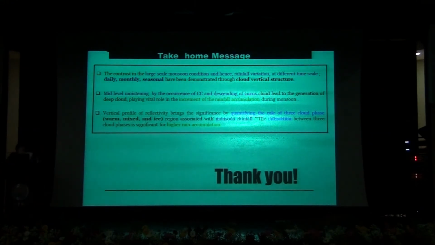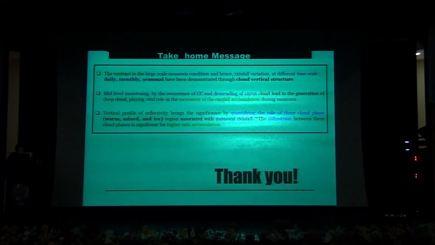So the main message we want to convey here is that the contrast in the large-scale monsoon condition, and hence rainfall variation at different time scales, daily, monthly and seasonal, has been demonstrated through cloud vertical structure. Mid-level moistening by the occurrence of congestus and descending of cirrus cloud lead to the generation of deep cloud, playing a vital role in the increment of rainfall accumulation during monsoon.